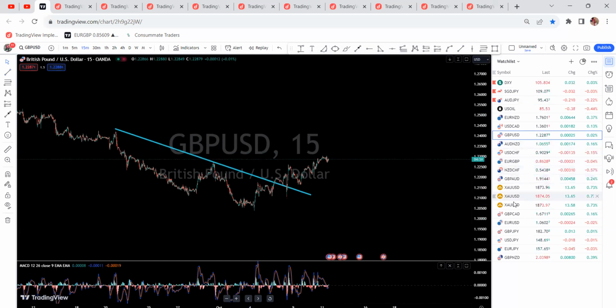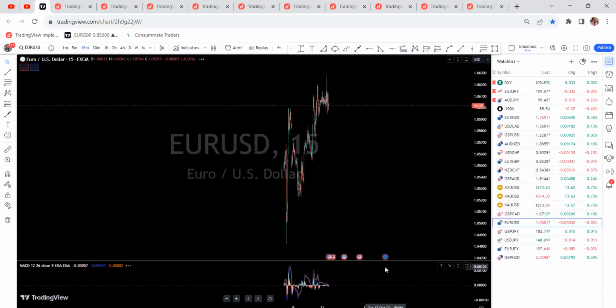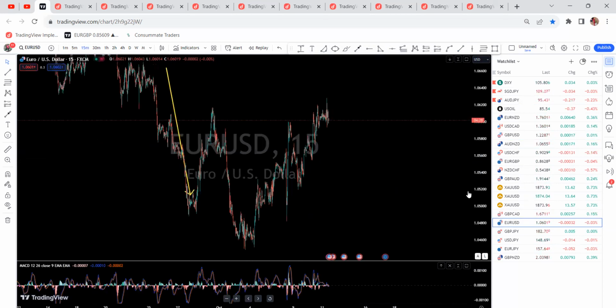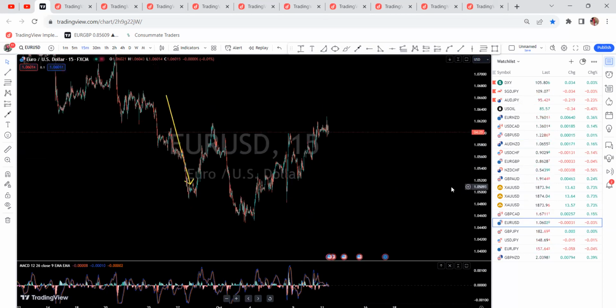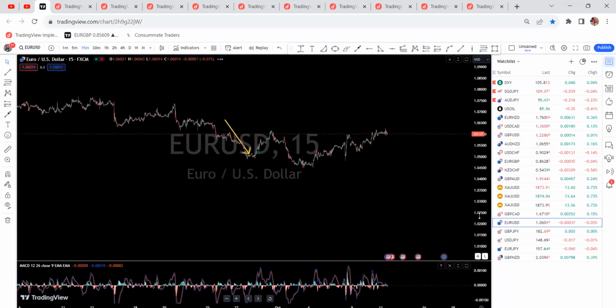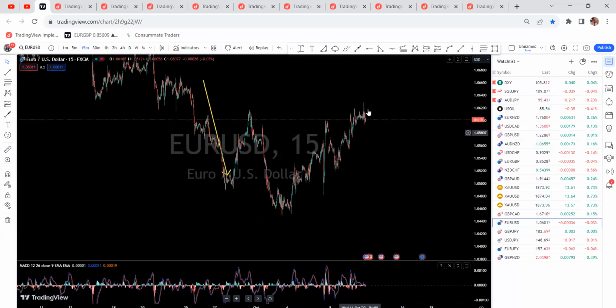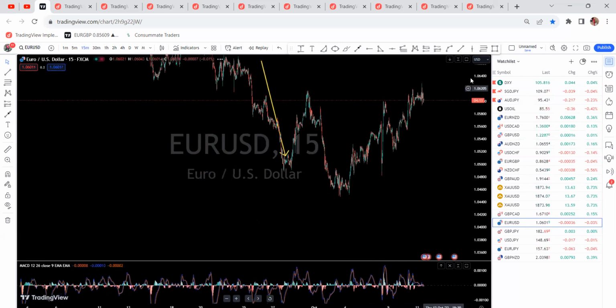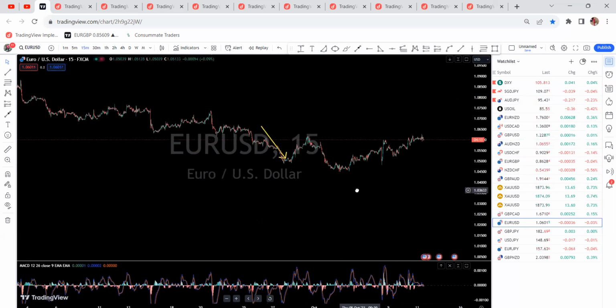The same goes to Euro USD. Okay, we're expecting another up. So after corrective structure, another up is expected. So is it possible for this market to push down below this pressure? It's possible. Very, very possible.